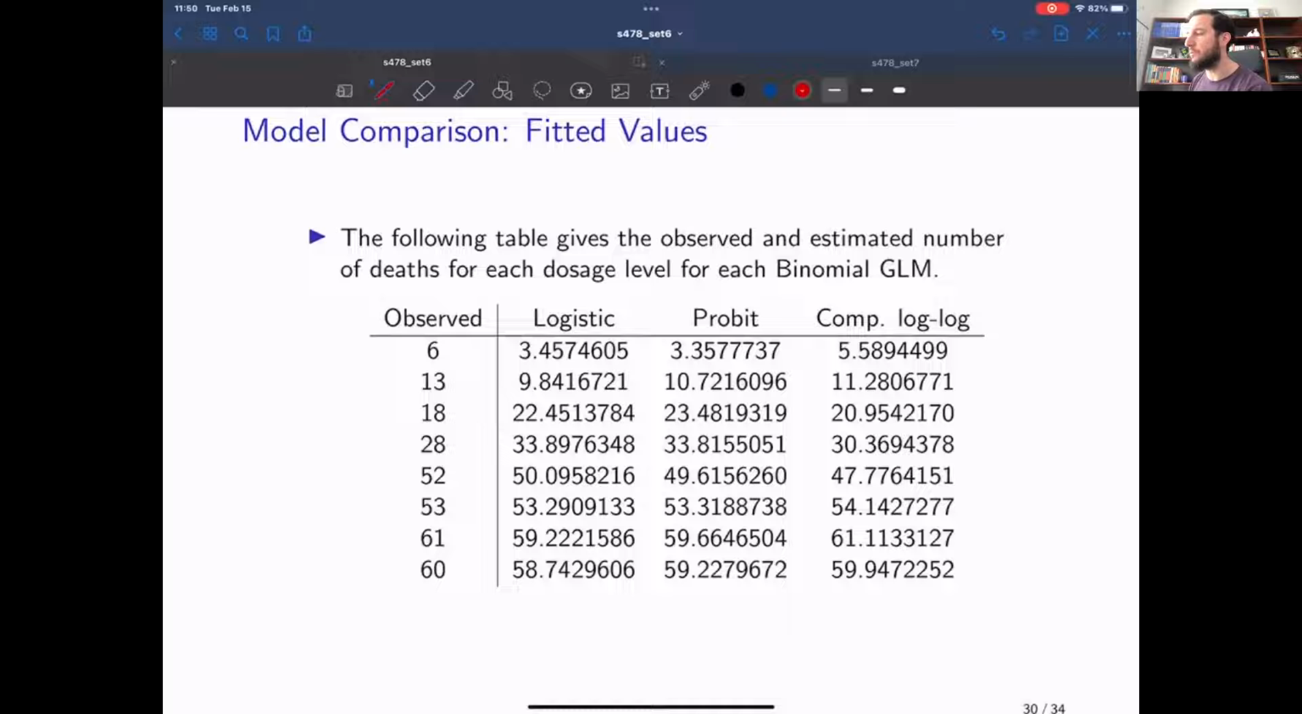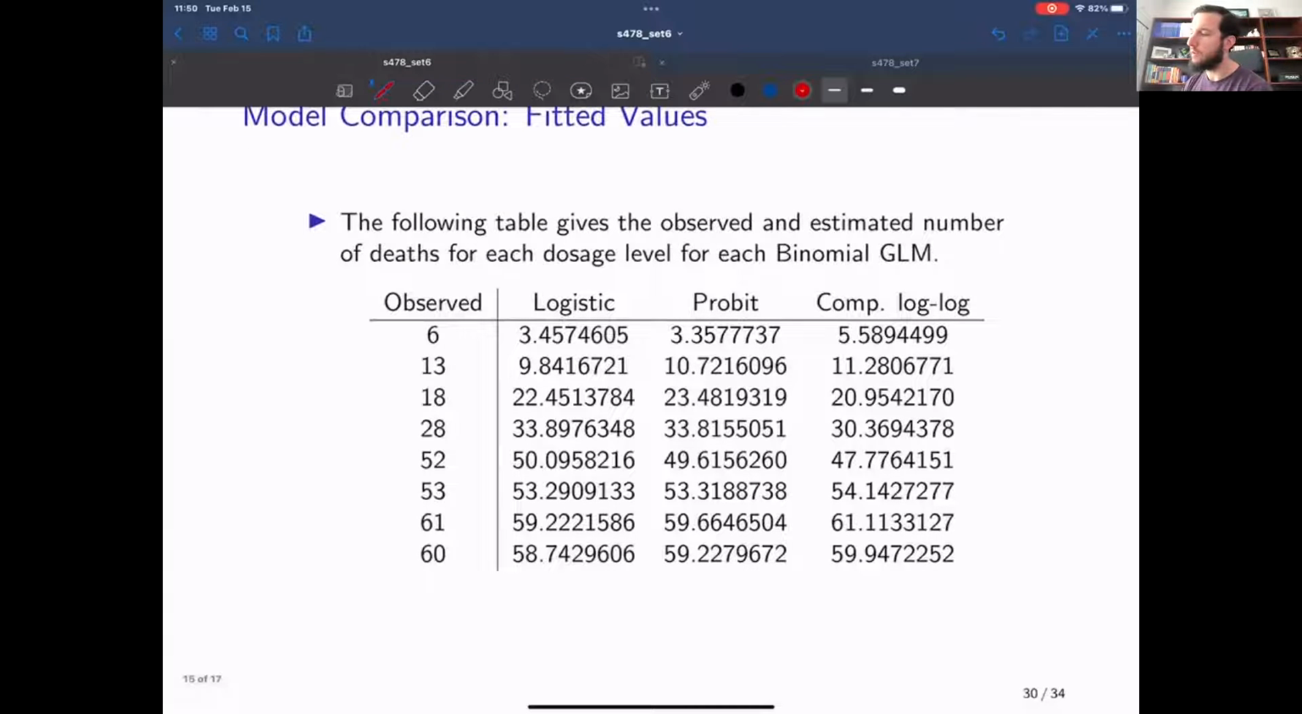But the other thing you can do is actually just evaluate in terms of how well these models work for prediction. So in this table on slide 30, I'm giving the observed number of successes for the Beetle mortality data, which if I'm recalling correctly, is the number of deaths of the beetles at the different dosage levels. And then in each of the subsequent columns, I'm giving the predicted number of deaths for the fitted models.